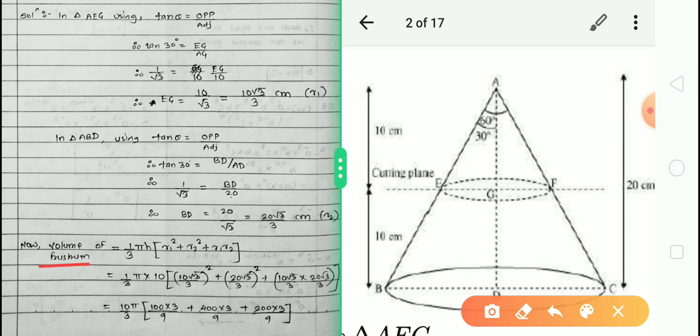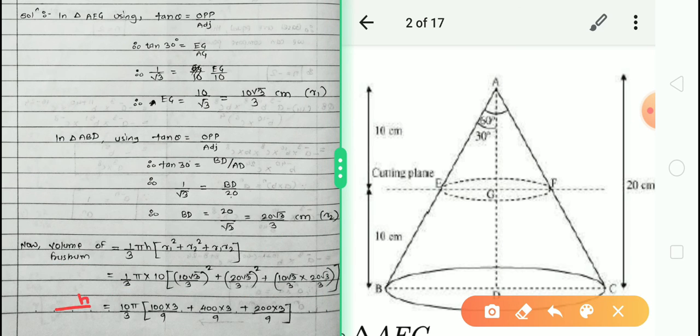Now put these values in the formula of volume of frustum. So formula is 1 upon 3 pi h into R1 square plus R2 square plus R1 into R2. So 1 upon 3 pi into 10. Height of frustum is 10 centimeter. In bracket, 10 root 3 upon 3 whole square plus 20 root 3 upon 3 whole square plus 10 root 3 upon 3 into 20 root 3 upon 3, brackets close.